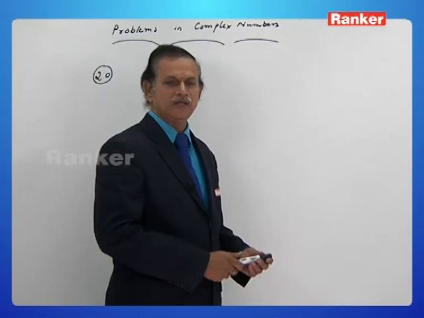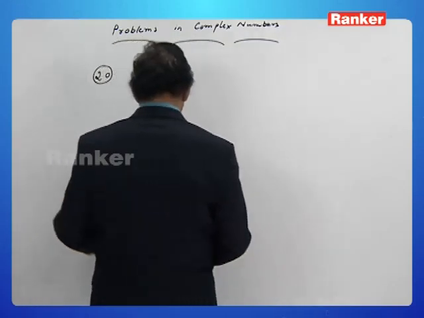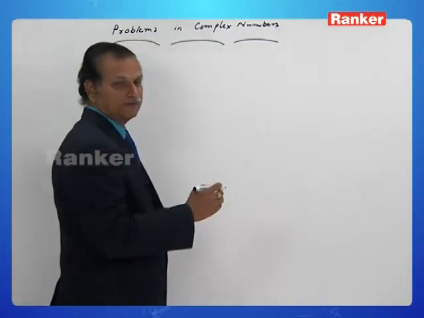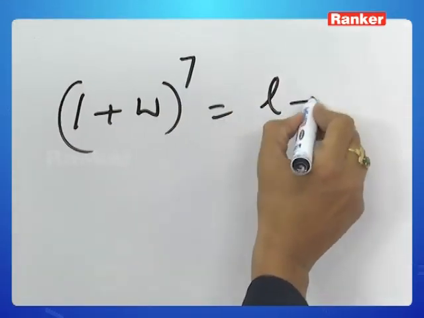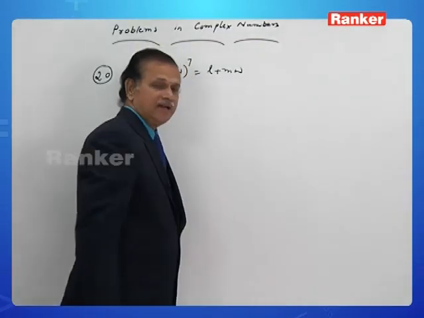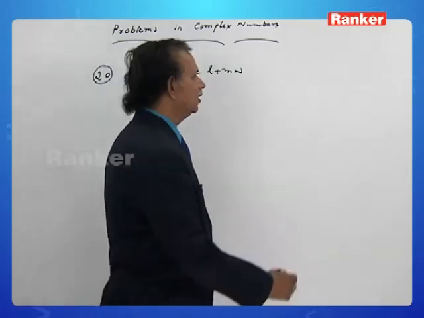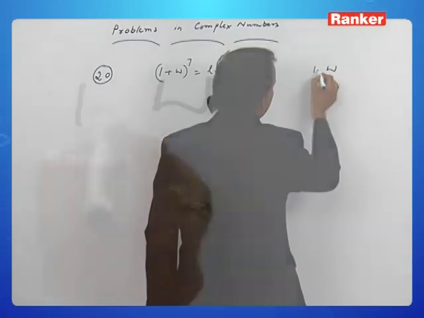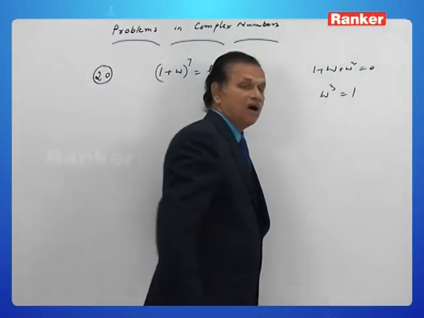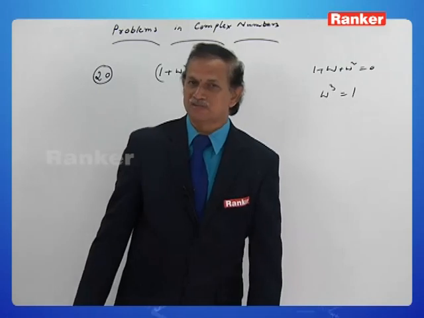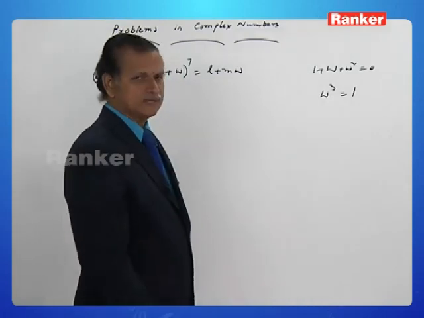First of all, what is the given equation? 1 plus omega whole power 7 is equal to L plus m omega. Let us now recall the properties of omega, the complex cube root of unity. What are the properties? Number 1, 1 plus omega plus omega square is equal to 0 and omega cube is equal to 1, and if any number occurs as the exponent of omega in the form 3n, then also it is 1. Okay, let us make use of that.